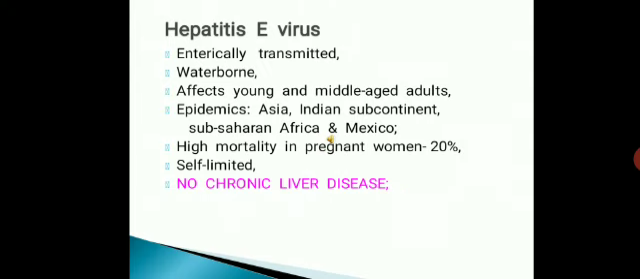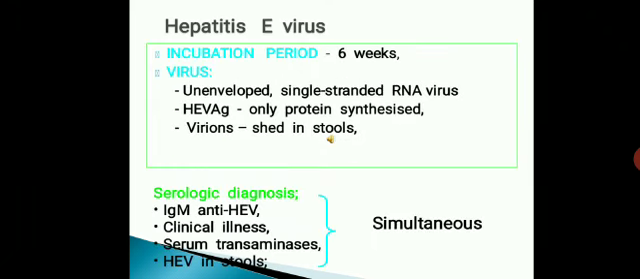Normally, it is a self-limiting disease and there is no chronic carrier state of this virus. Hepatitis E virus incubation period is 6 weeks. It is a non-enveloped single-stranded RNA virus. Its antigen, HEV antigen, is the only protein synthesized. This virus is shed in the stool. Serological marker is IgM. It can also be detected by the clinical illness, increase in the serum transaminase and presence of hepatitis E virus in the stool.